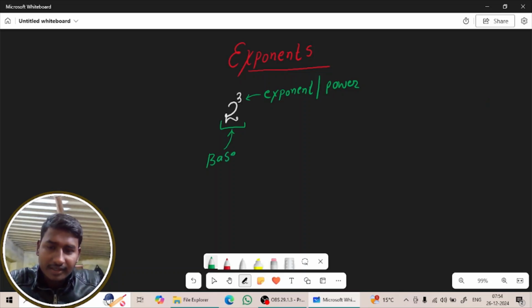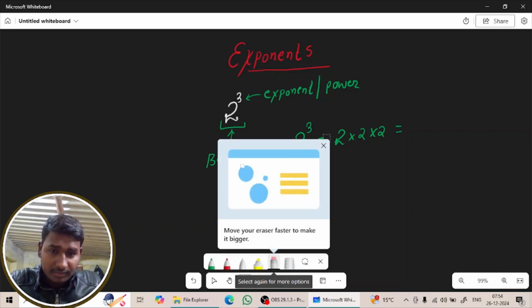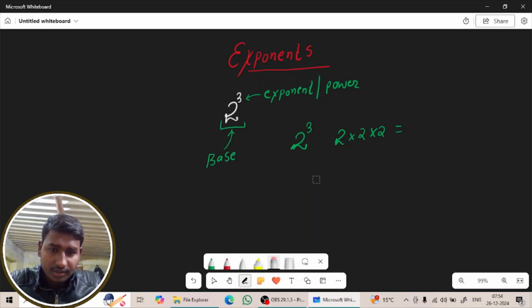Now the question arises, what is the meaning of this whole thing? If I write 2 to the power of 3, what is the meaning of this? This means we need to write 2 three times, like 2 times 2 times 2, which will give you 8. Okay, this is a little bit wrong notation. I need to put an equal sign here, so it will give you 8. Now we'll learn this kind of thing today.